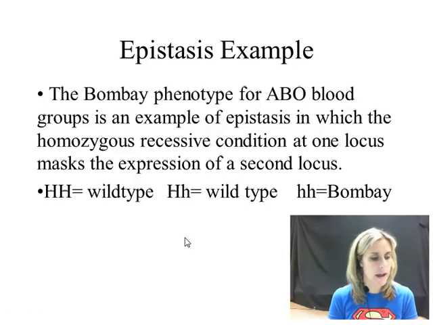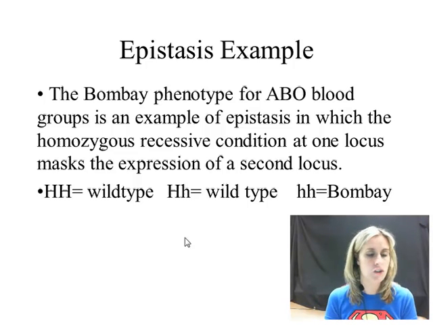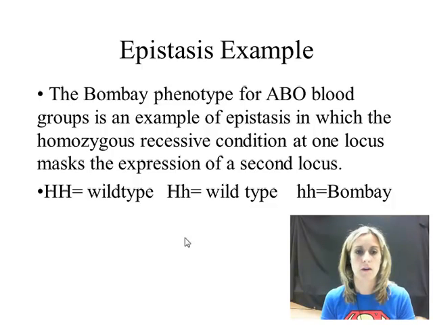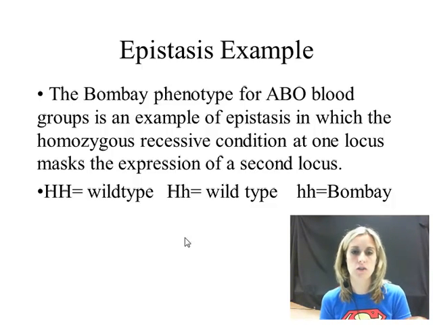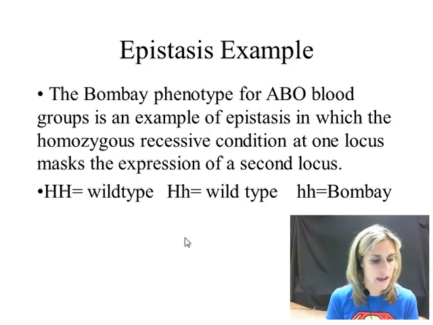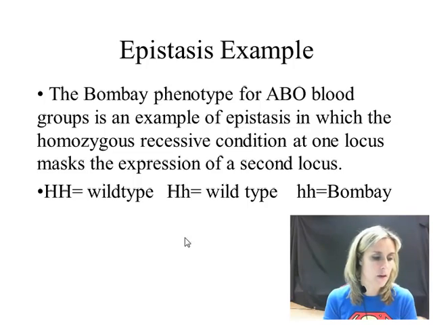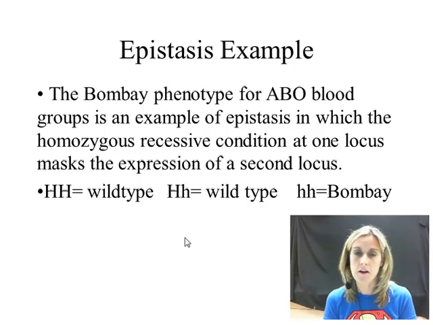So I want you to practice that. Take a second and use a forked line diagram in order to cross two individuals that have AB blood type that are also both heterozygous wild type for the Bombay phenotype. Do that on your own, pause me, and then come back to me when you're ready.